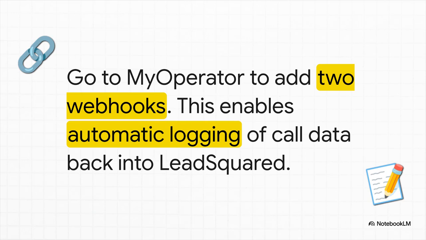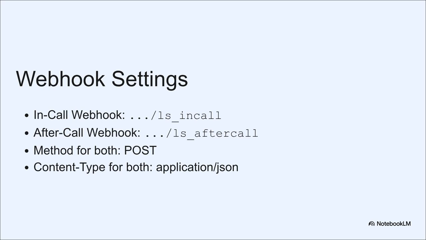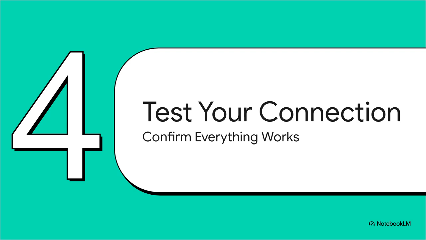And here we are, our final step. This is the part that actually enables all that automatic call logging. We just need to go into your MyOperator account and add 2 webhooks. You can think of a webhook as just an automatic message that MyOperator sends over to LeadSquared to log all that call data, like the duration and the recording link, the second a call ends. So, you'll add 2 webhooks using those URLs you grabbed earlier. One for in-call and one for after-call. For both of them, you need to make sure the method is set to POST, and this is really important, the content type is set to application/JSON. Just enable both of those and you are all connected. And just like that, the setup is done.